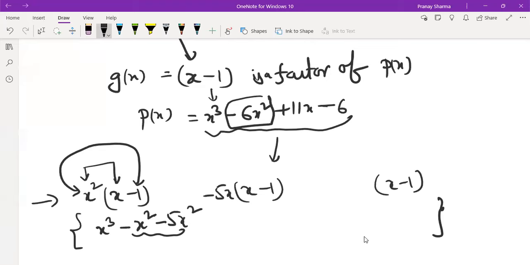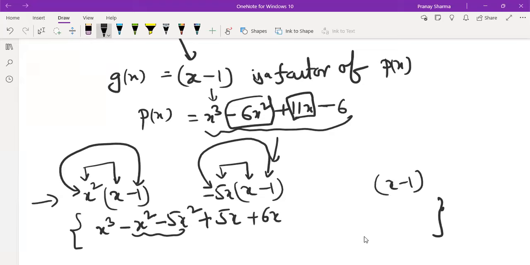So it will be minus 5x. When you multiply minus 5x with x minus 1, it will be minus 5x square. But this minus 5x will also be getting multiplied to minus 1, so it will be plus 5x. We need here 11x, right? So in order to have 11x, we need to have plus 6x here, right? Ultimately, we need this polynomial and this polynomial to be one and the same, right? We are adjusting the terms, that's it.